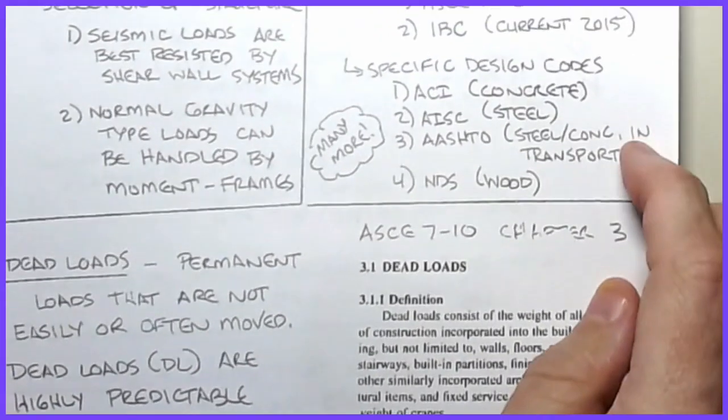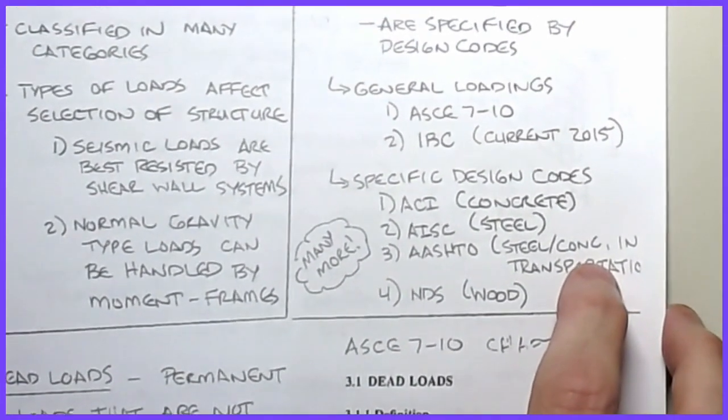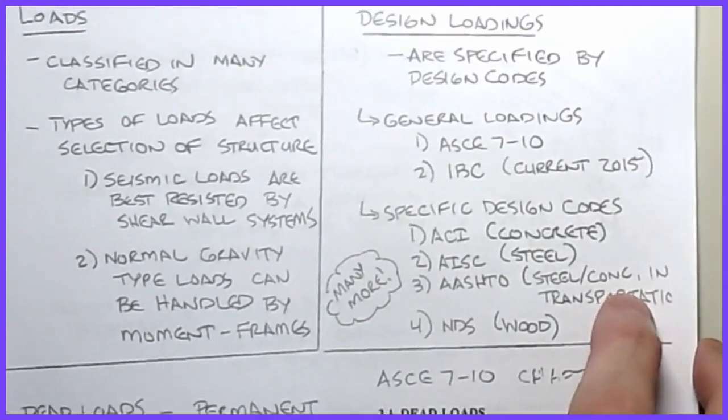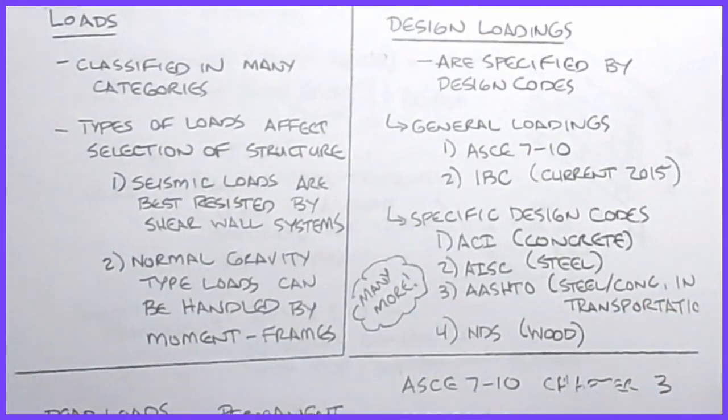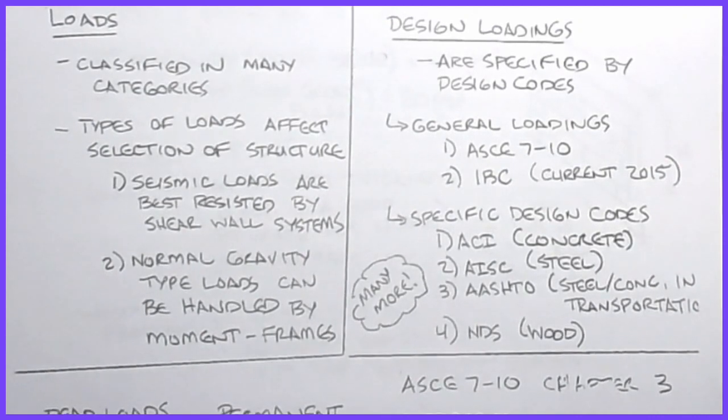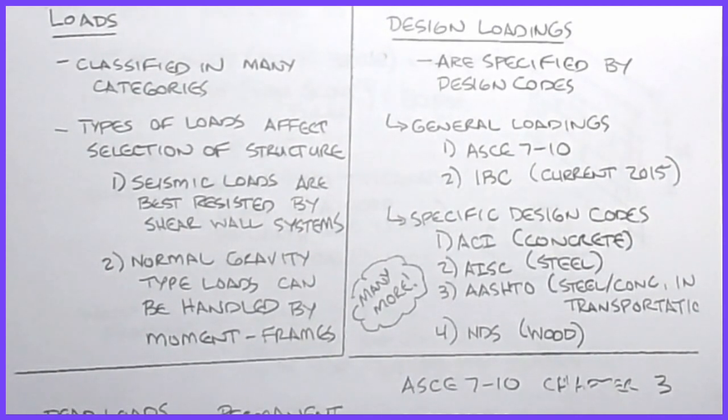For specific design codes, the general ones were the two that I just showed you. But there are material-specific design codes, things like the concrete code, which is the ACI code. ACI 318 covers a lot of the design of concrete members. The AISC Manual of Steel Construction covers the design of steel. The NDS is for wood. And then, of course, transportation is kind of its own animal, especially with regard to bridge engineering, which is often a combination of steel and concrete. The AASHTO, or American Association of State Highway and Transportation Officials, documentation will have different requirements as well.